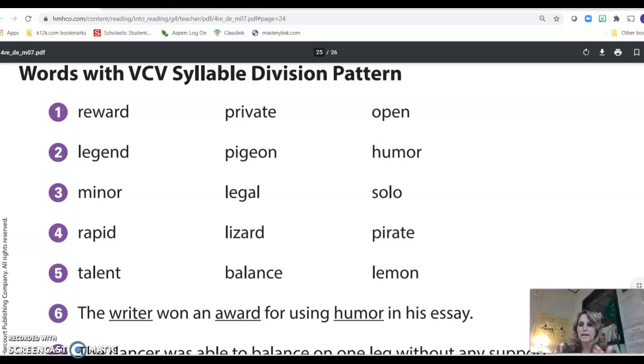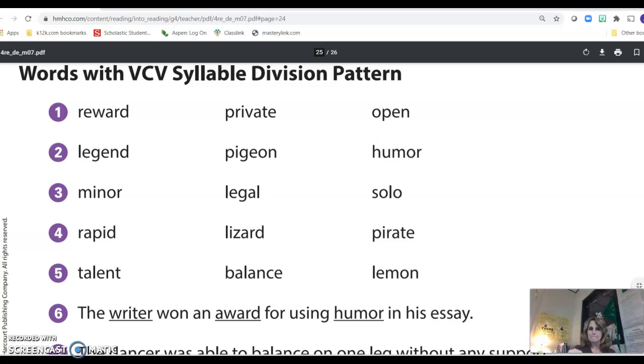On number 4, rapid has the short A sound, not the long A sound. So because it has the short sound, you're going to put the line after the P. Lizard. It's hard to break words apart. You want to say it completely. On that one, it has the short I sound. So the line is going to be broken after the Z. Pirate. The long I sound, not the short I sound. So the line is going to come after the I.